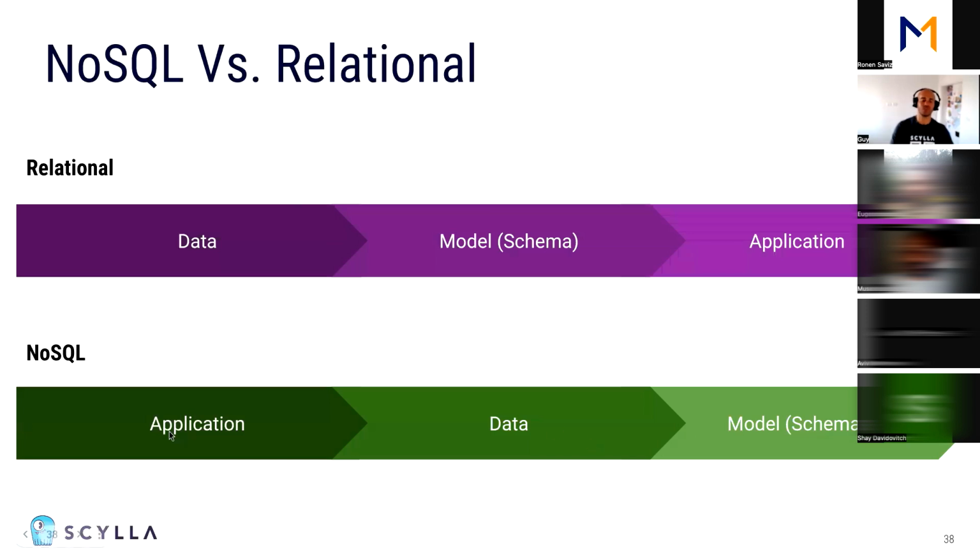Actually, this figure is not that great. I have to fix it. The data should be here next to the application. So instead of the application being considered last, as we do in relational data modeling, when we data model for a NoSQL database, we tend to think about the application at the very beginning, together with the data. So we have to think about which queries we're going to perform, how often we're going to perform them, and what would be the performance impact.